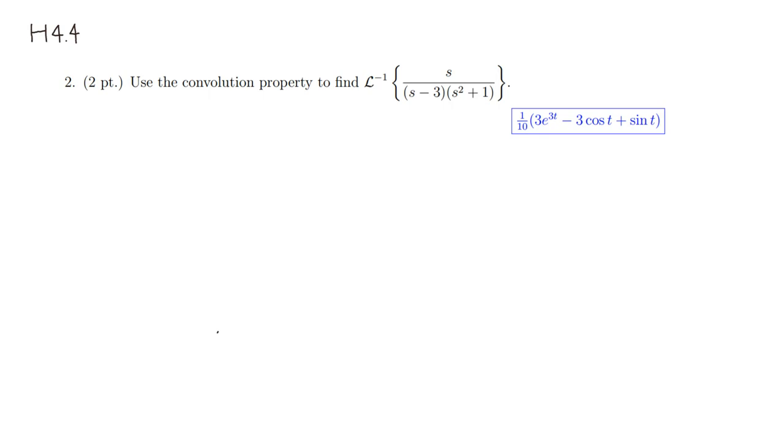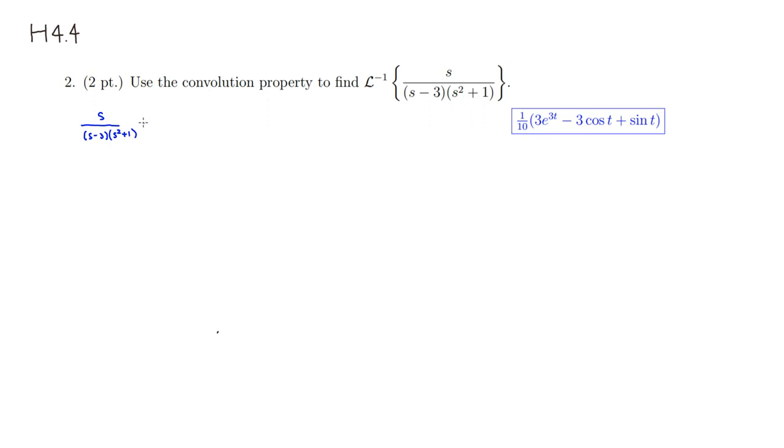All right, let's look at homework 4.4, problem number 2. We're going to use the convolution property to find the inverse Laplace transform of S over quantity S minus 3 times quantity S squared plus 1.